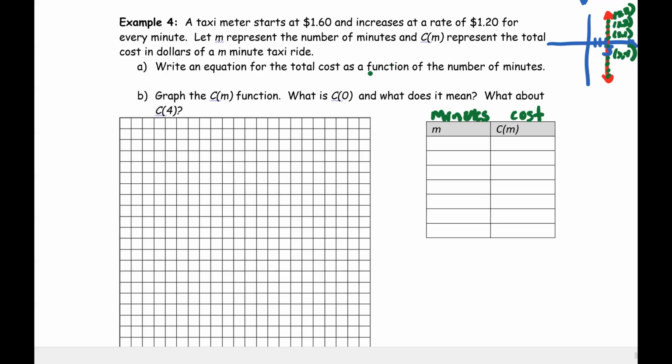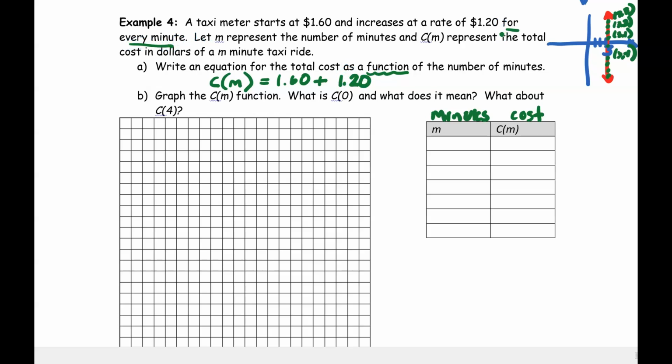So if we want to write it as a function, that means we have to start with the function notation, which is C(M). Remember, C(M) is just a fancy way of saying cost. So if you want to find how much it's going to cost to take a taxi ride, well, let's write a function. We know it's going to cost $1.60, so we might as well write that down. And then it's going to cost additional money if you go anywhere. So generally, if you're getting in the taxi, you're going to go somewhere. So how much is it going to cost? It's going to cost 100, or not 100, that'd be a really expensive taxi ride, $1.20 for every minute.